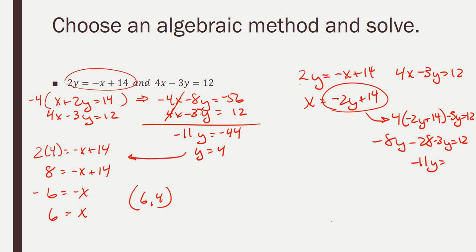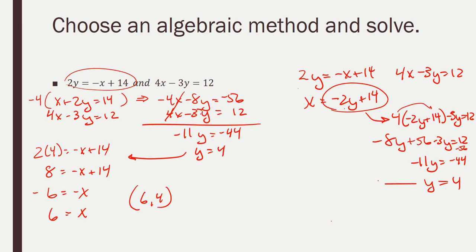Alright, let me try it again. 2y equals negative x plus 14. If I add x to that side and subtract 2y, did I copy these right? 4x minus 3y. Okay. So substitute in negative 8y. Oh, 4 times 14. There's my mistake. I hope somebody caught that. So 4 times 14 is 56. So now I can combine those, and if I subtract 56 from both sides, I get negative 44.